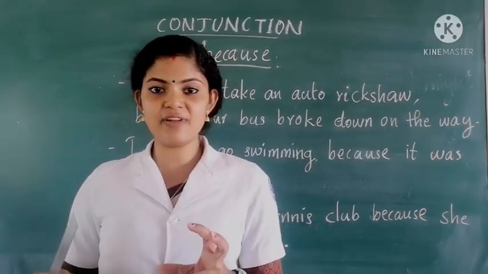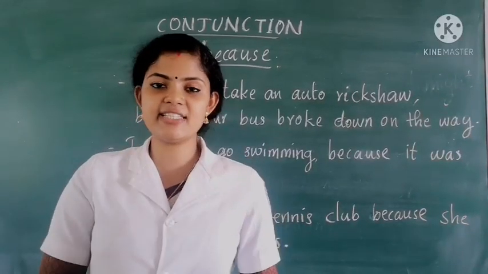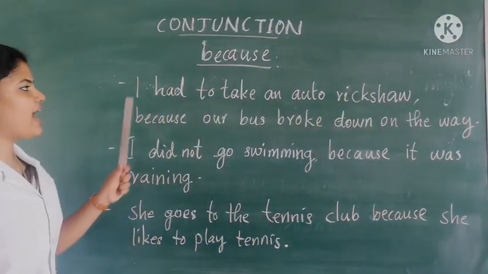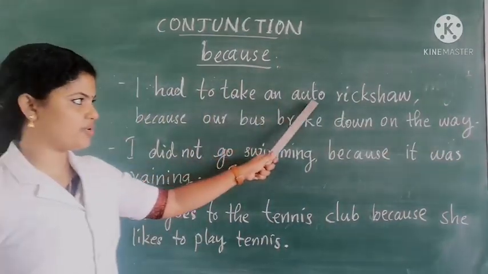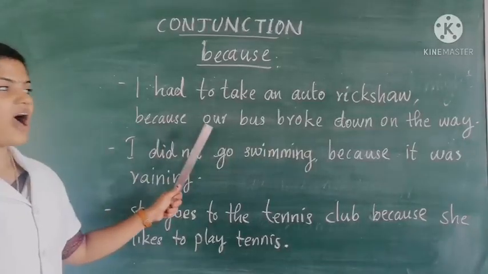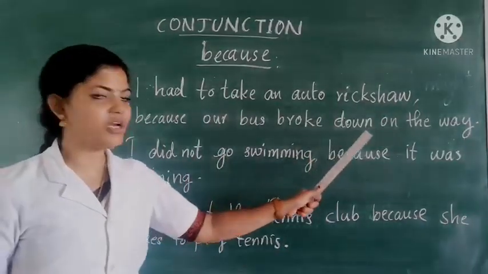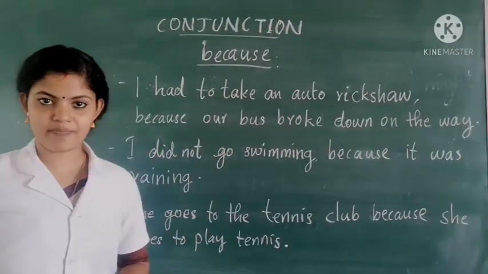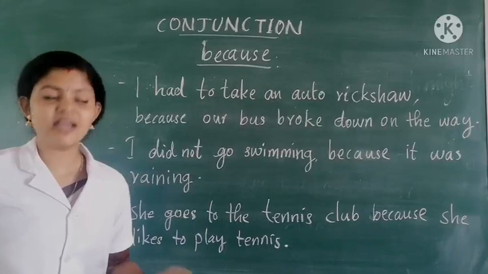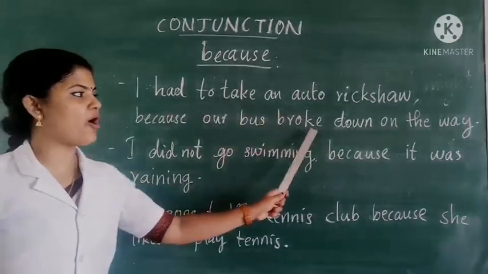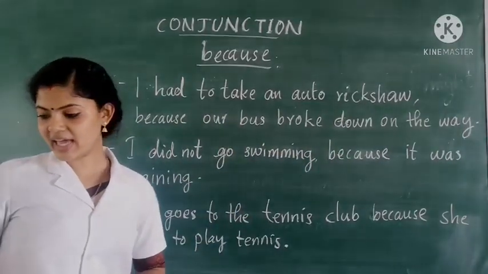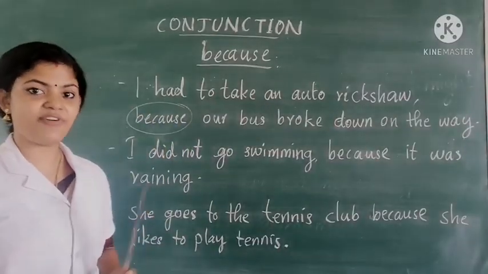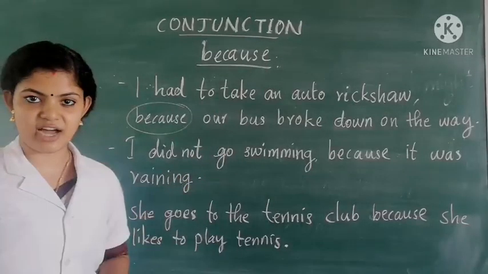Okay, the first sentence will be the reason and the next sentence will be the explanation of that reason. Let's see the example. I had to take an auto rickshaw because our bus broke down on the way. Here, I had to take an auto rickshaw because what is the reason? Because our bus broke down on the way. Here, because gives the reason why I took an auto rickshaw.